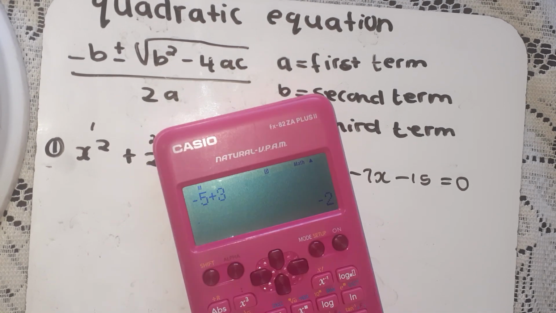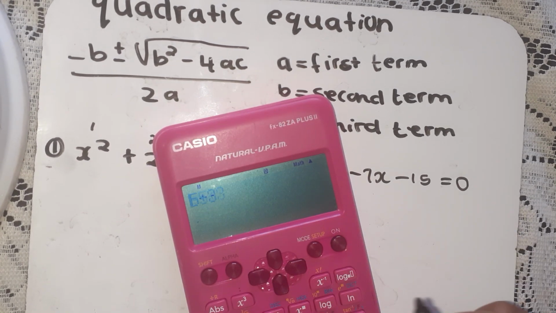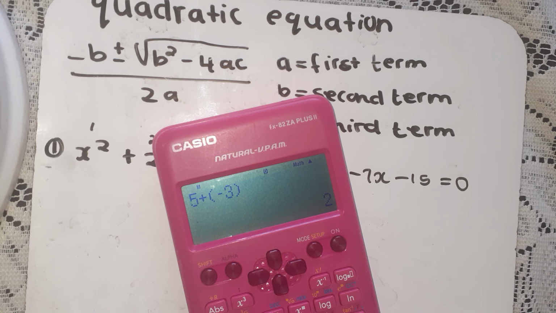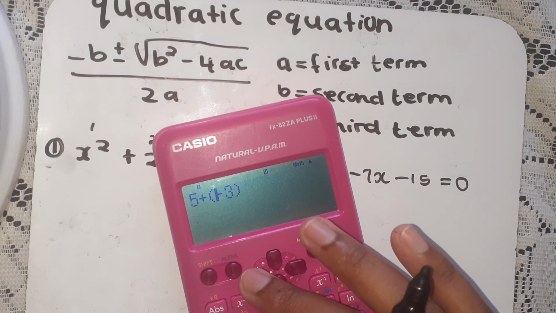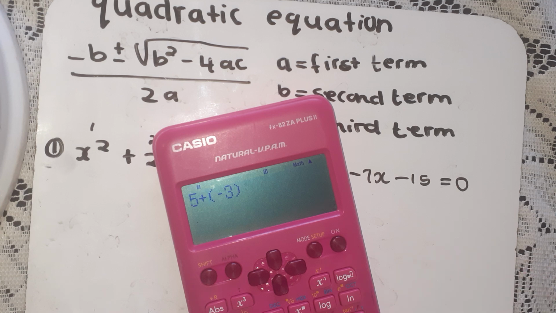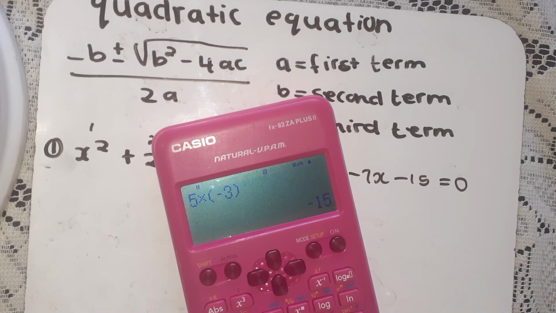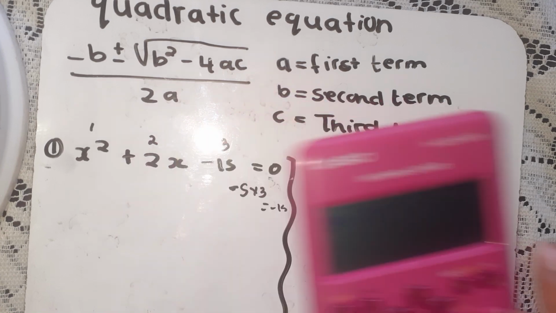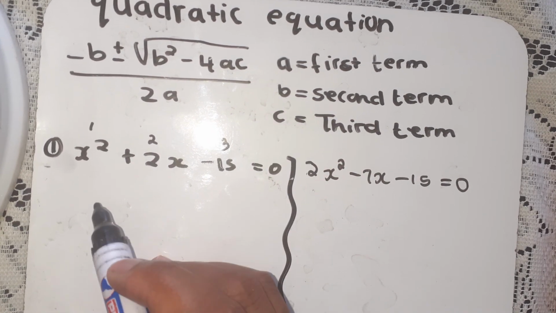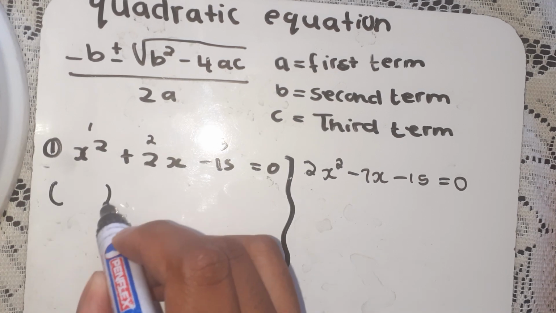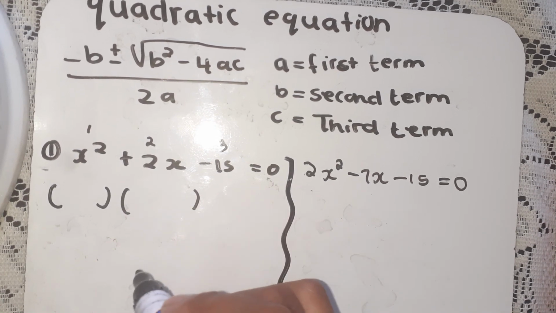So this 5 being negative does not work for us. Let's say 5 plus negative 3. This gives us a positive 2. So when we need a positive 2 there, 5 times a negative 3 gives us a negative 15. Okay, so it means we're going to open two brackets like this.